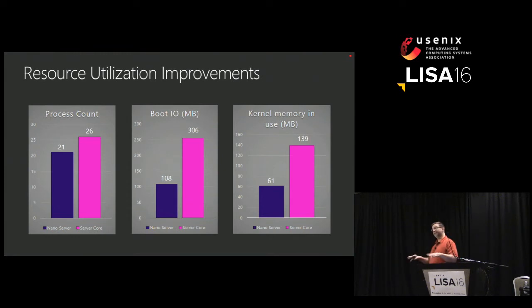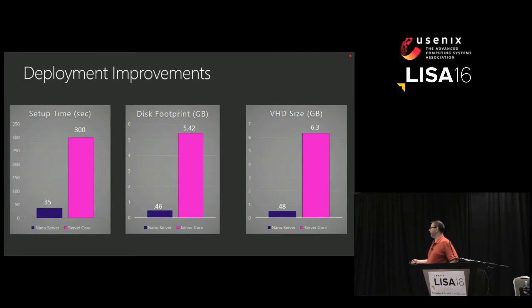Crazy. So if you ever have a Hyper-V machine that needs to be rebooted and you need to start all those VMs again, it's your I/O that then causes the long delays. So you reduce the I/O, everything goes faster. Kernel memory in use goes from 140 down to 60. Less than a half the amount of kernel memory in use. Fantastic. But put your seatbelt on. Setup time goes from 300 seconds, 5 minutes, to 35 seconds.